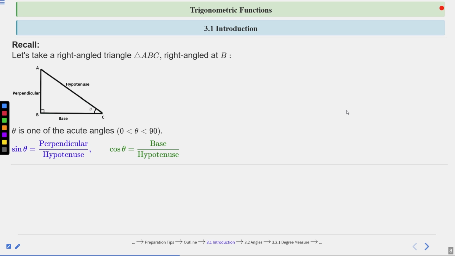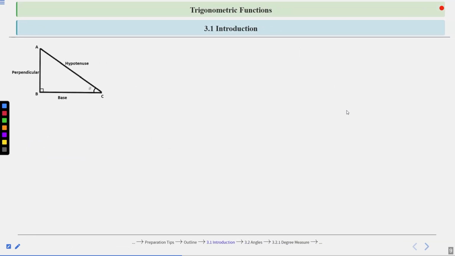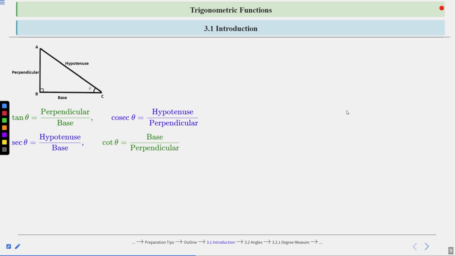So sin theta is the ratio of perpendicular and hypotenuse. Cos theta is the ratio of base to hypotenuse. Now for other ratios, I am just recalling things. Tan theta is the ratio of perpendicular to base. Cosec theta is simply hypotenuse to perpendicular. Sec theta is simply hypotenuse to base, and cot theta is simply base to perpendicular.